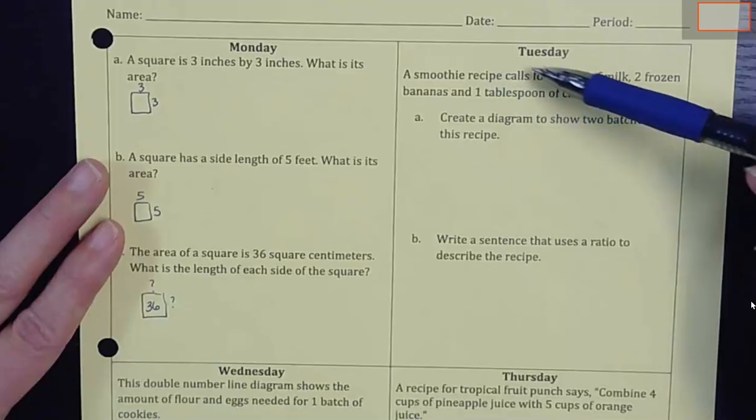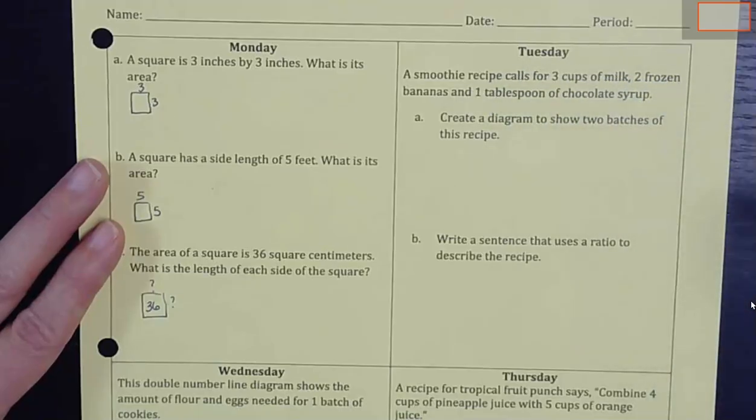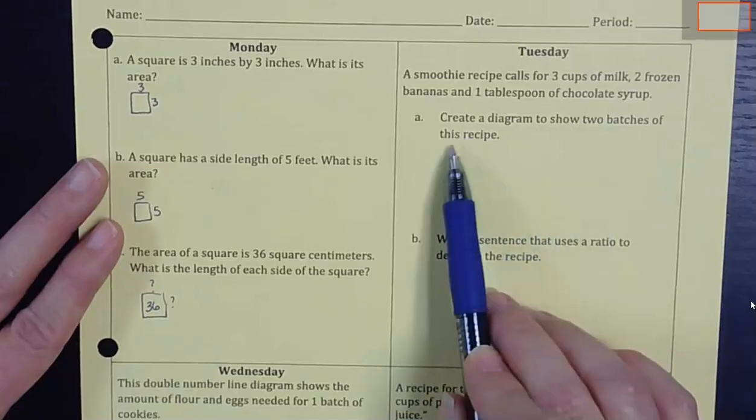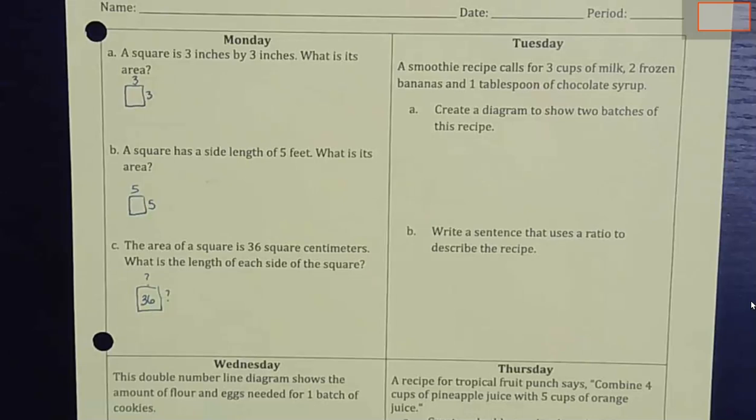Tuesday says, a smoothie recipe calls for 3 cups of milk, 2 frozen bananas, and 1 tablespoon of chocolate syrup. Create a diagram to show 2 batches of this recipe. So remember, a diagram should be something simple. It shouldn't be complicated, but it should be nice and clear, and we should have things labeled.